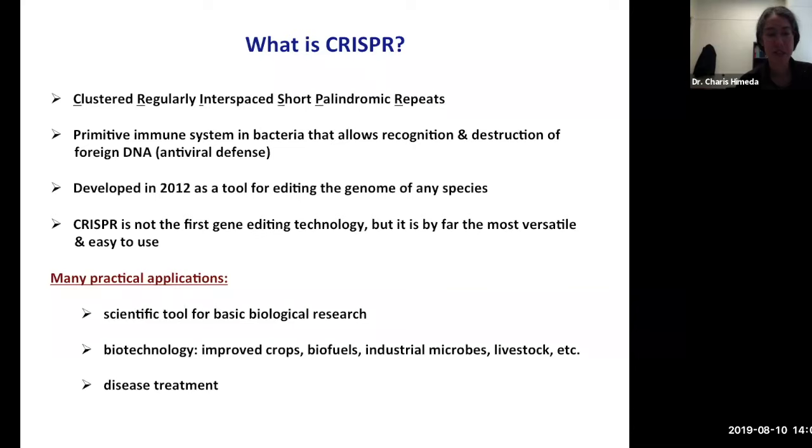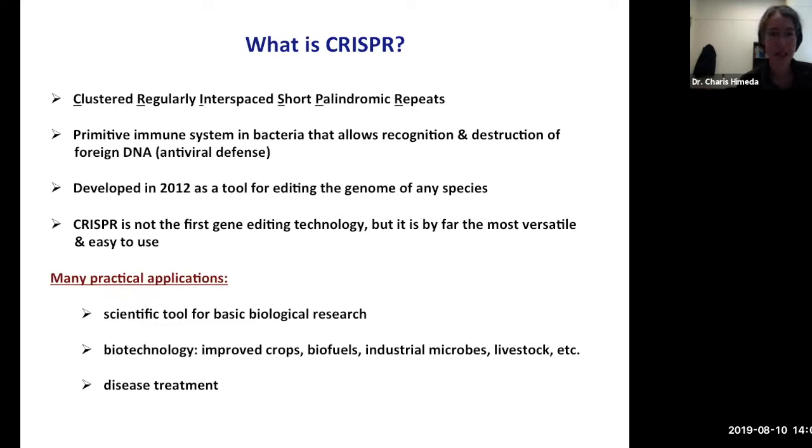So CRISPR stands for Clustered Regularly Interspaced Short Palindromic Repeats, which is a bit of a mouthful. But essentially this refers to a primitive immune system which was developed by bacteria that allows the recognition and destruction of foreign DNA. So basically a form of antiviral defense for bacteria. And in 2012, it was recognized and developed as a tool for editing the genome of virtually any species.